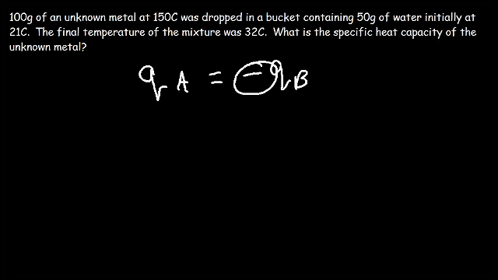It really doesn't matter which side you add the negative sign to, but as long as you have it, the equation will work. Because for an endothermic process, there's also an exothermic process. If iron metal, or in this case the unknown metal, loses heat, then something has to gain heat, in this case the water sample.